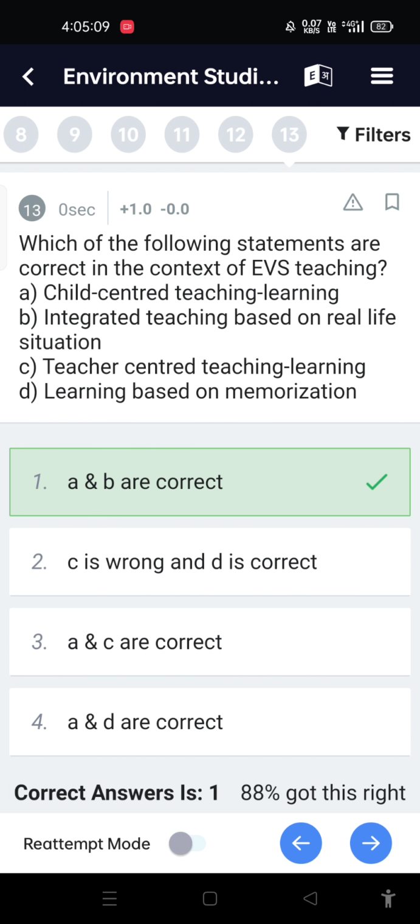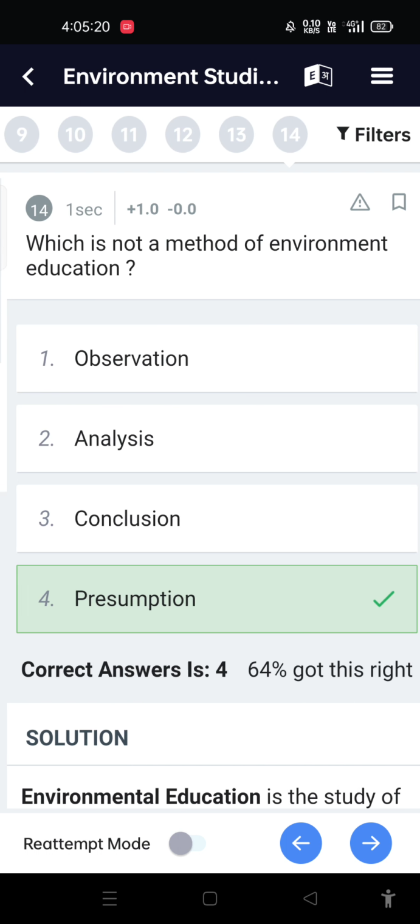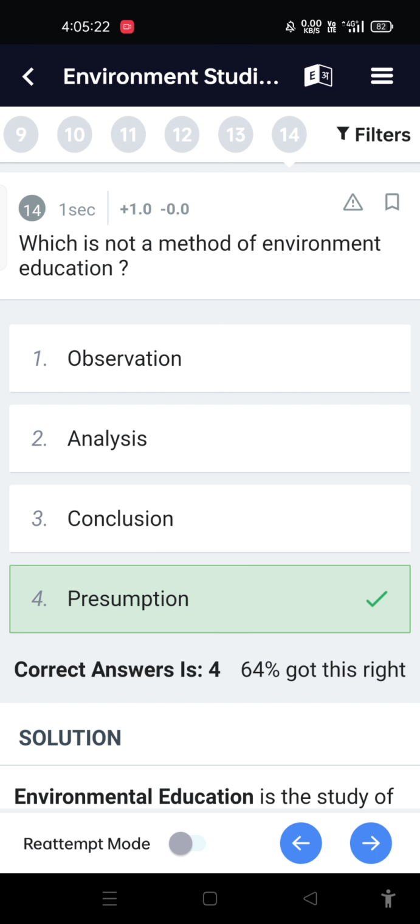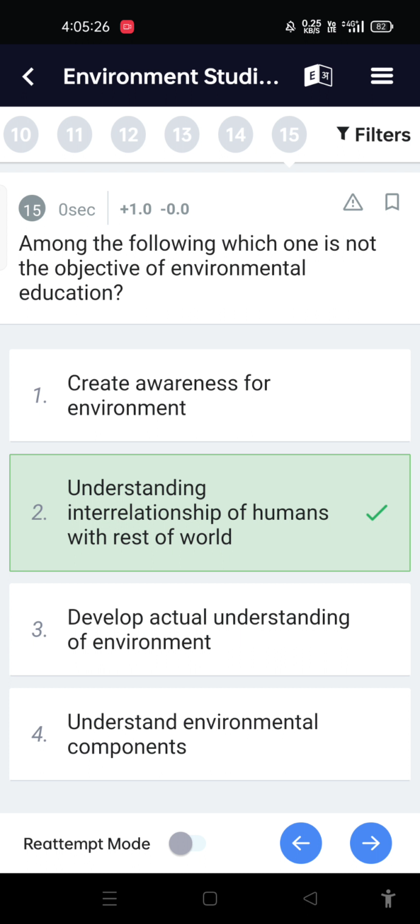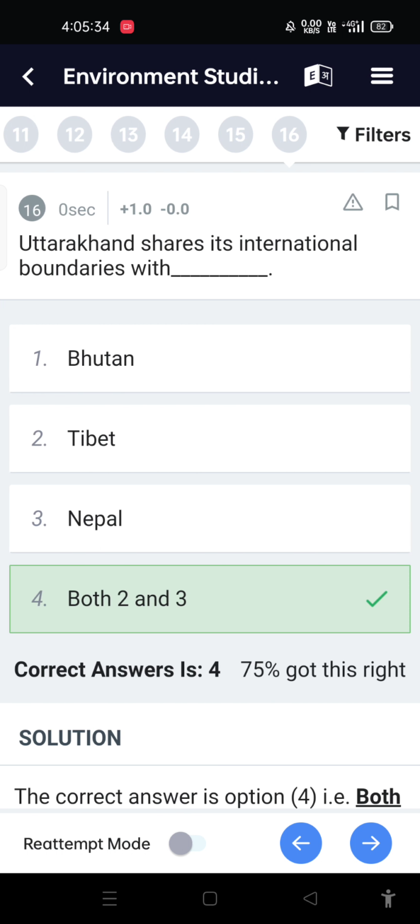Which of the following statements are correct in the context of EVS teaching? So, two are correct, that is child-centered teaching learning and integrated teaching based on real-life situations. Which is not a method of environment education? Presumption. Among the following, which one is not the objective of environmental education? So, it's understanding the interrelationship of humans with the rest of the world.